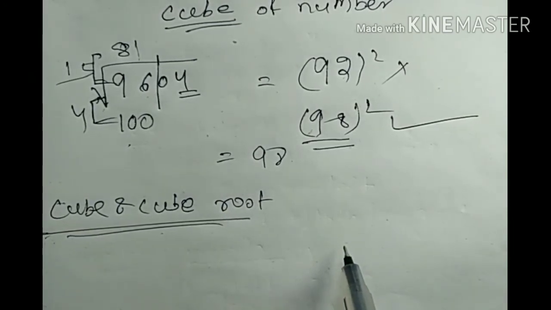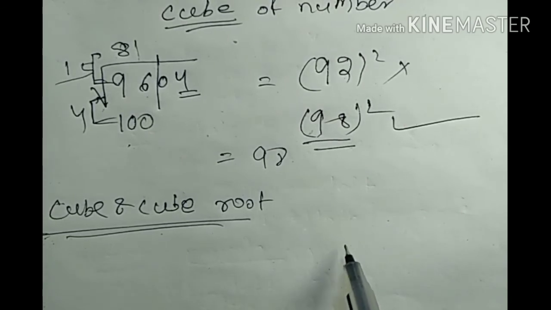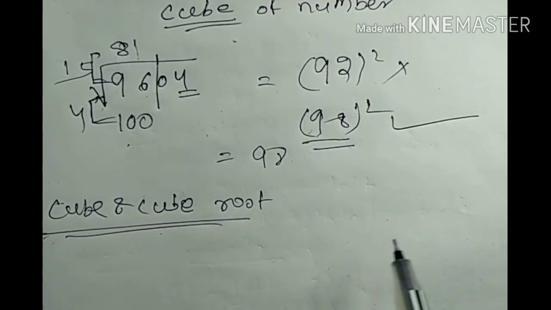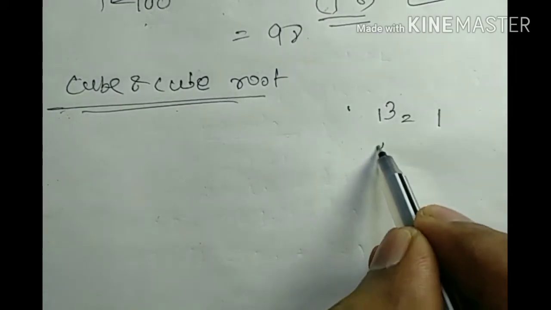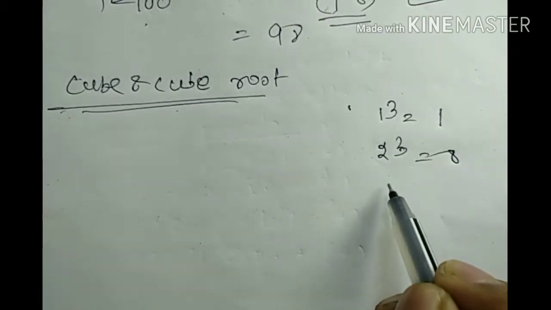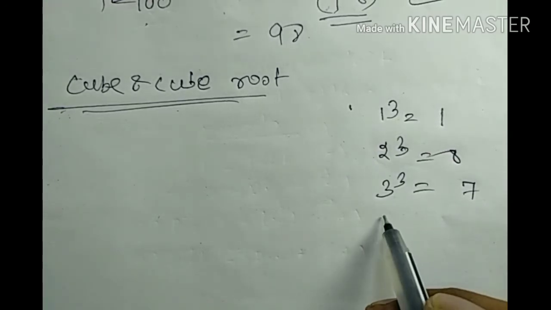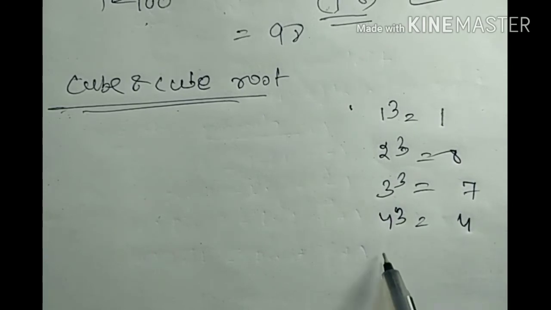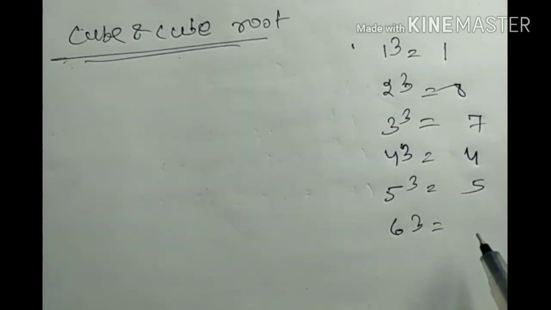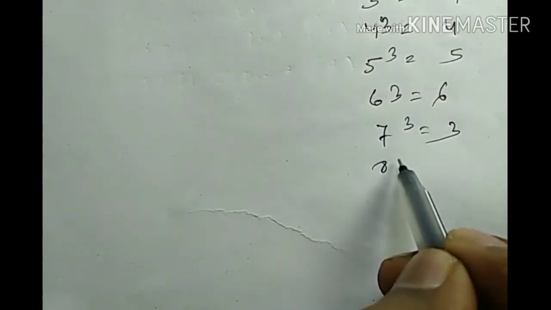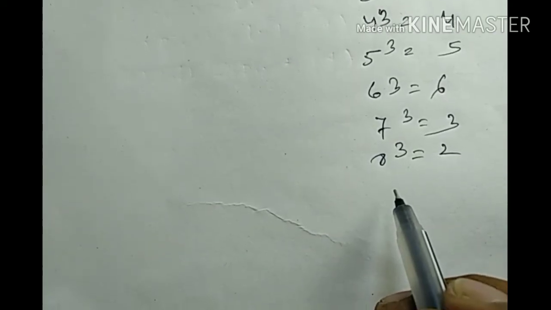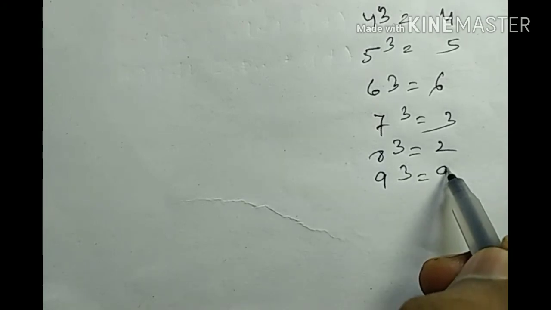So generally we know about the cubes of 1 to 10, and remember the digit that comes at unit place. So cube of 1 gives us 1 at unit place, cube of 2 gives us 8 at unit place, cube of 3 gives us 7 at unit place, cube of 4 gives us 4 at unit place, cube of 5 gives us 5 at unit place, cube of 6 gives us 6 at unit place, cube of 7 gives us 3 at unit place, cube of 8 gives us 2 at unit place, cube of 9 gives us 9 at unit place.